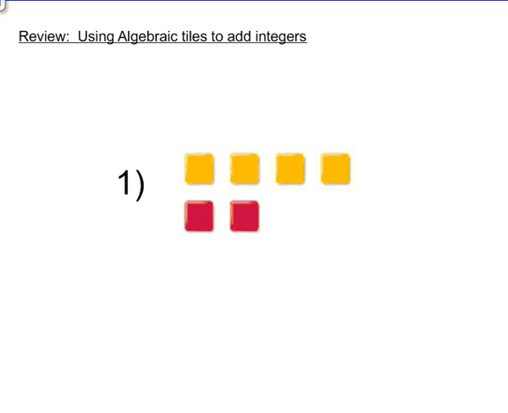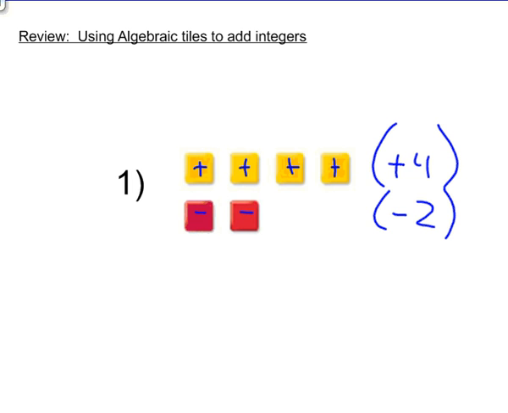First off, let's look at what we did last day. Last day we looked at adding whole numbers using integer tiles. If you remember, the yellow tiles represent the positive, so we'll write positive inside each one of these things. You don't really need to do that, but just for the sake of demonstration, we are. So to add positive 4 and negative 2, the easy thing to do is to simply look for your 0 pairs.